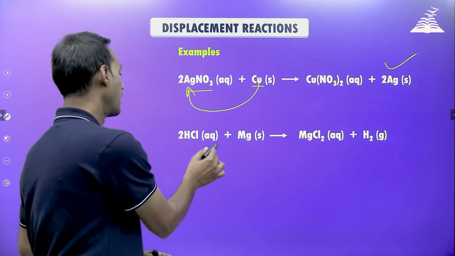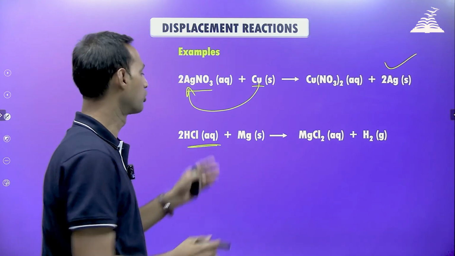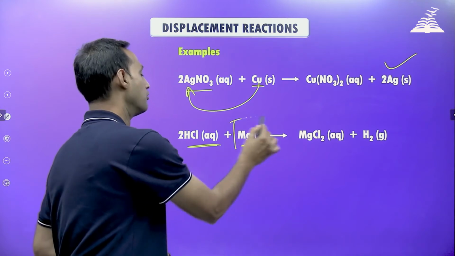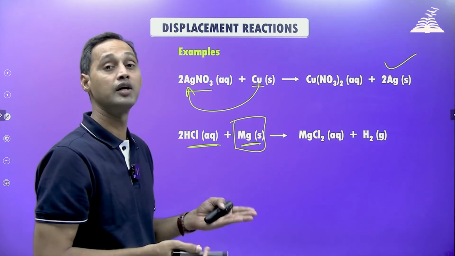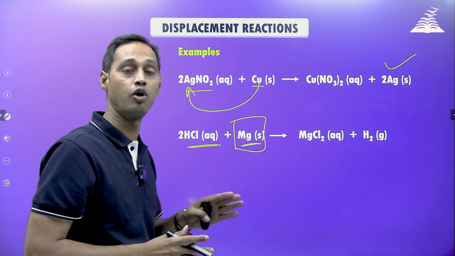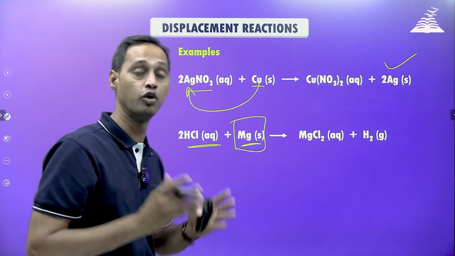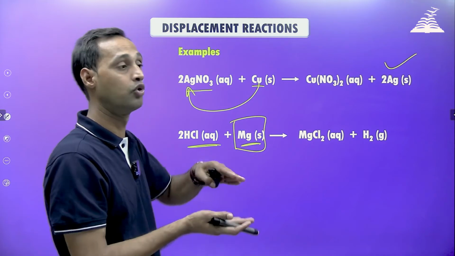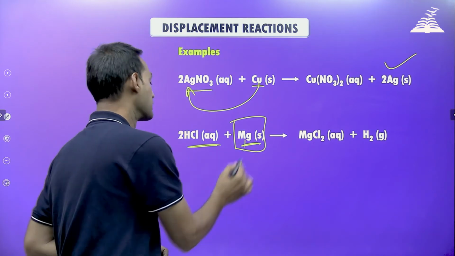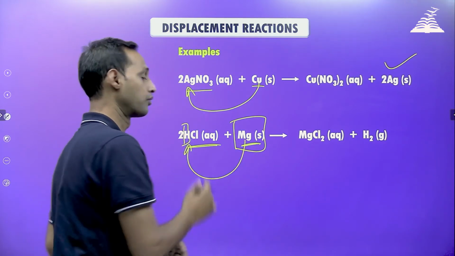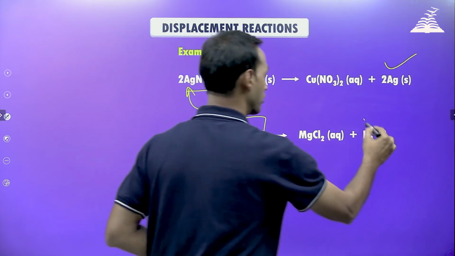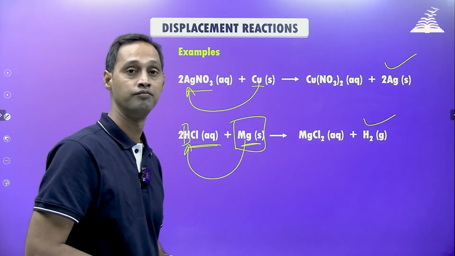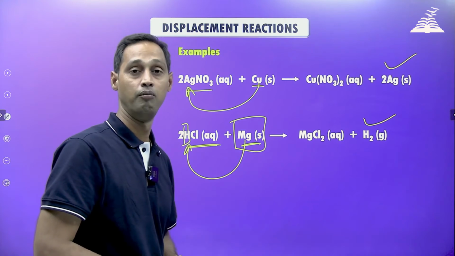Now, dilute hydrochloric acid and magnesium. Now we need to check whether magnesium is placed above hydrogen in the reactivity series or not. Yes, if you take a look at the reactivity series of metals, you will find magnesium is placed above hydrogen. So magnesium can displace hydrogen from hydrochloric acid so that hydrogen gas is liberated. Displacement took place. So it is all about the reactivity of metals.